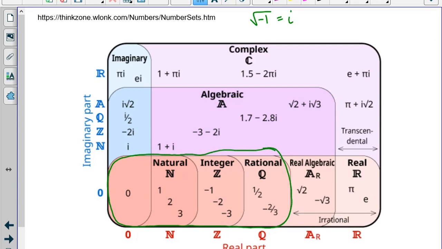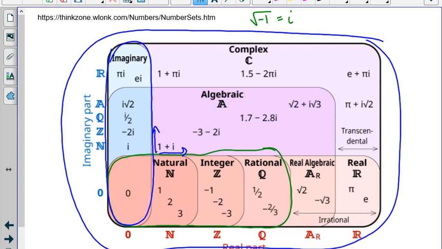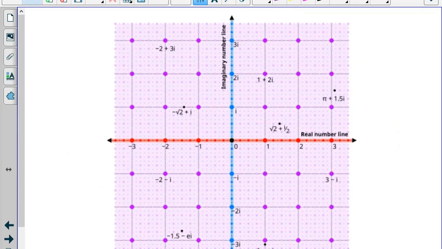But then when you see the imaginary part over here, there's a ton of things that go up above that are not included as we go to the right, and so on. Now, complex includes the entire circle. Okay, hopefully you're not too confused.